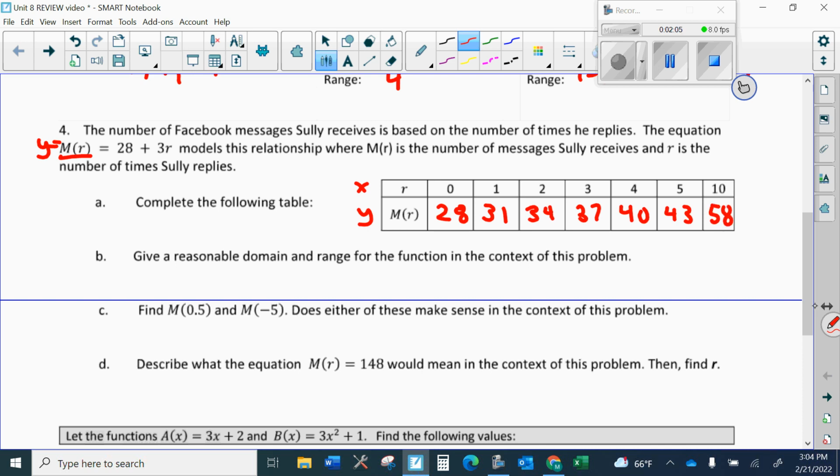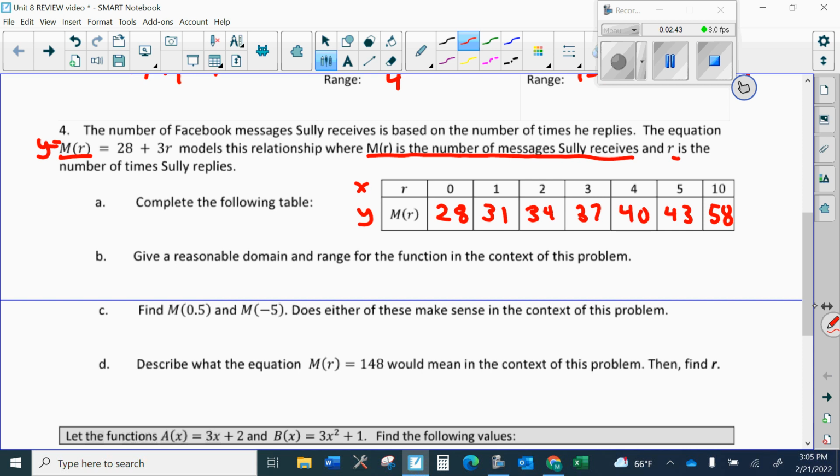Give a reasonable domain and range for the function in the context of the problem. The number of Facebook messages Sully receives is based on the number of times he replies. Okay. Well, let's just list where M of R is the number of messages Sully receives, and R is the number of times Sully replies. So that's the one he receives. The y coordinates are the ones he receives. R stands for replying, what he replies to.